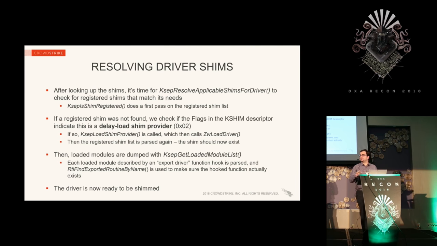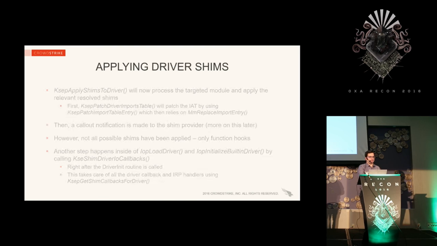We're not yet applying the shim. We're basically just checking, do the shims actually resolve to anything? Because if there's no bar.sys or this version of bar.sys does not export that API, well, then your shim can't hook anything. So we basically can bypass that. If not, your driver is now ready to be shimmed. In other words, we have found a shim that's valid. We have found all the things this shim wants to shim, and all the exports exist. So we're ready to proceed to the next stage, which is going to be applying the driver shims.